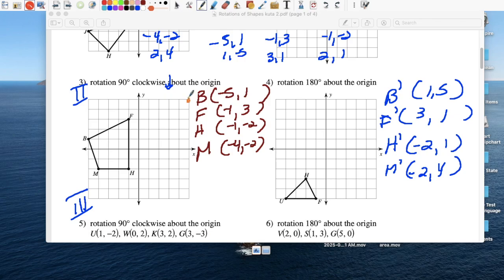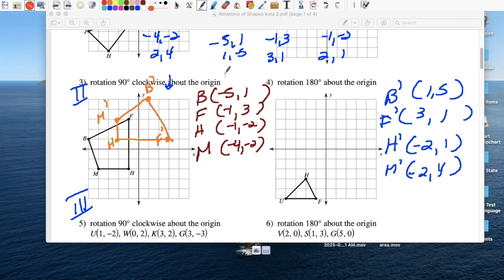1 and 5 is here. Sorry, nope. 1 and 5 is here, so that's B prime. F is 3, 1. H is -2, 1. -2, positive 1. So here's H. And M is -2, 4. Where's that? An M. Sorry, there should be an M prime. So here is that same exact shape.